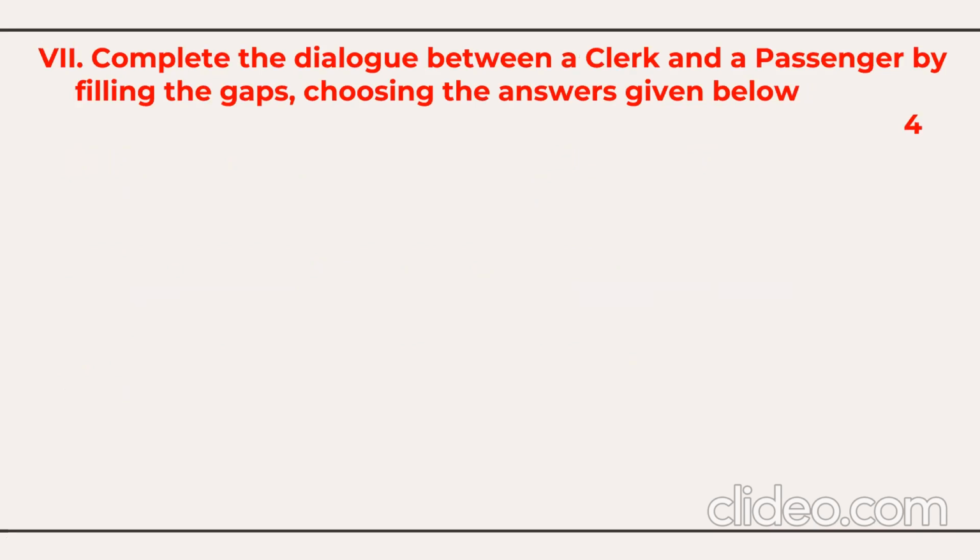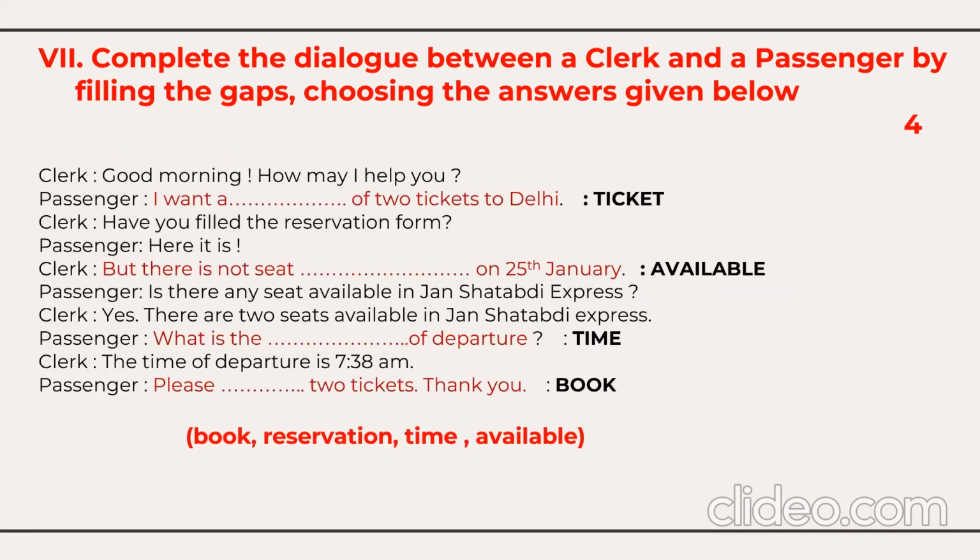Next. Complete the dialogue between a clerk and a passenger by filling the gaps and choosing the answer given below. So you have the answers here. You have these empty dialogues and you need to fit those words in the blanks. So you can rewrite like this. Good morning. How may I help you? I want a ticket to Delhi.